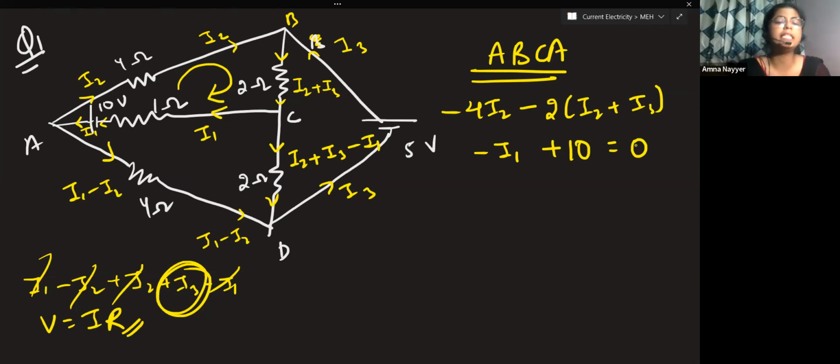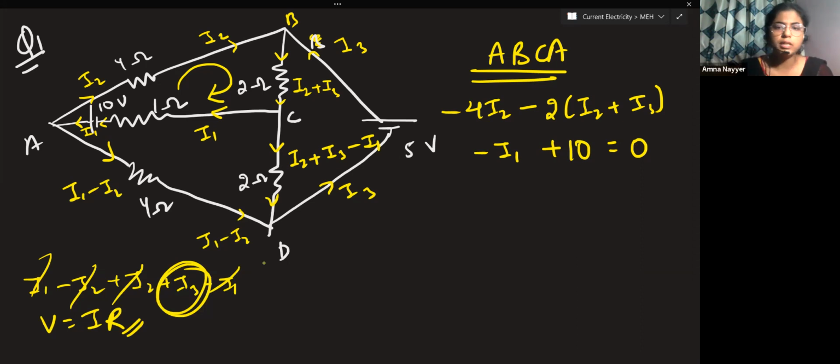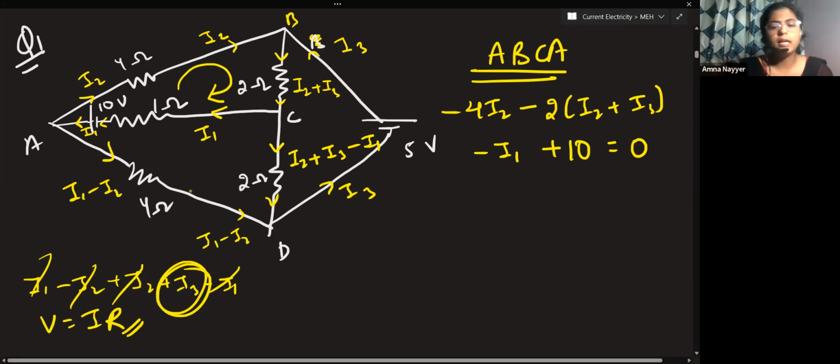Any doubts? I'll explain again. Should I explain again? Or it's better if we do other loops, then I think you'll be able to understand. Just wait, let's do other loops. Let's take this loop and now move anti-clockwise so that you see we have the liberty.